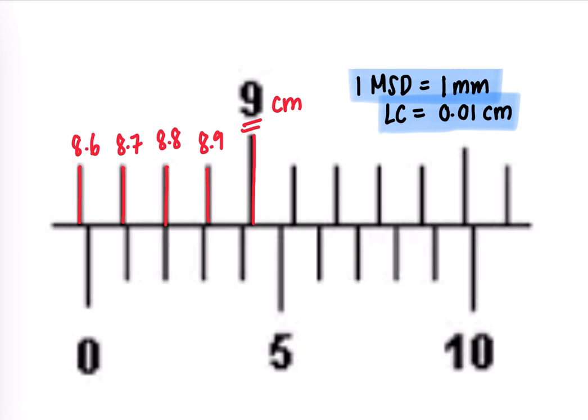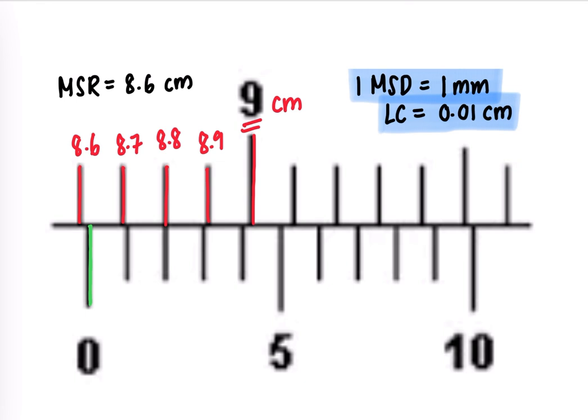So let's see. The 0 of the vernier scale is right here. And as we can tell, it is to the right of the 8.6 division of the main scale. So if the 0 of the vernier scale is to the right of some main scale division, then that main scale division is our main scale reading. So here, our main scale reading, MSR, equals 8.6 centimeters. That is our main scale reading.